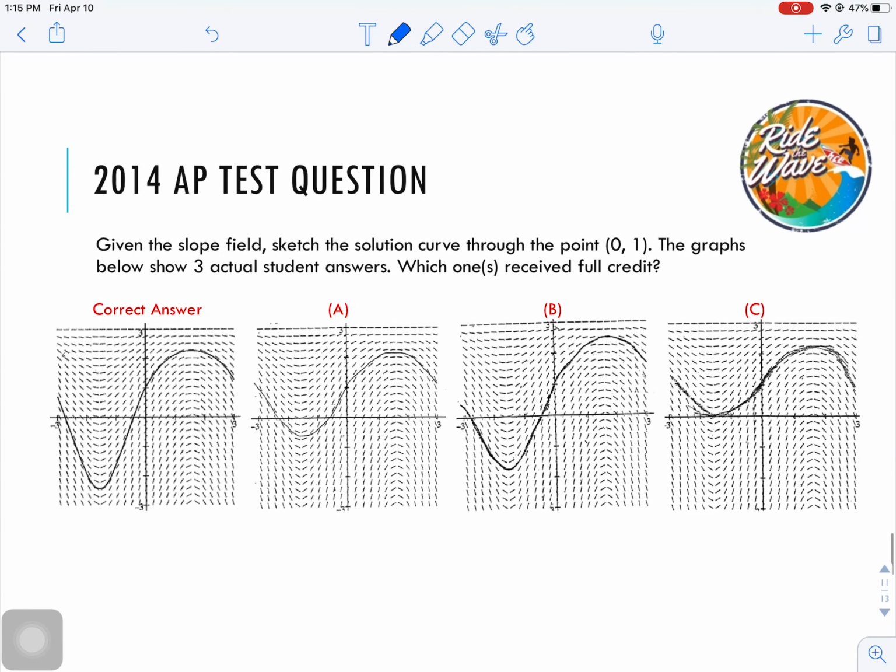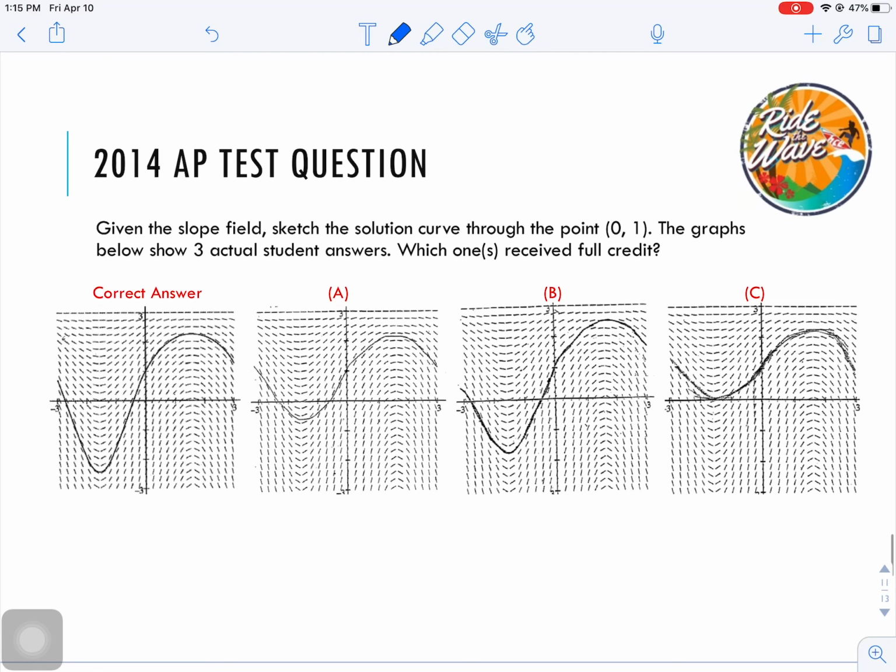So let me give you an example of an FRQ question that's been on a past AP exam. This is from the 2014 exam. They were given the slope field. So the slope field was already given in the problem, not the curves that you see drawn in, but the slope field was given to every student. And it asked them to sketch the solution curve through the point 0, 1. So the first one is the correct answer. This is the answer straight out of the rubric. And then we have 3 actual student answers from the exam. And so the question is, which one or ones of these students' work received full credit?